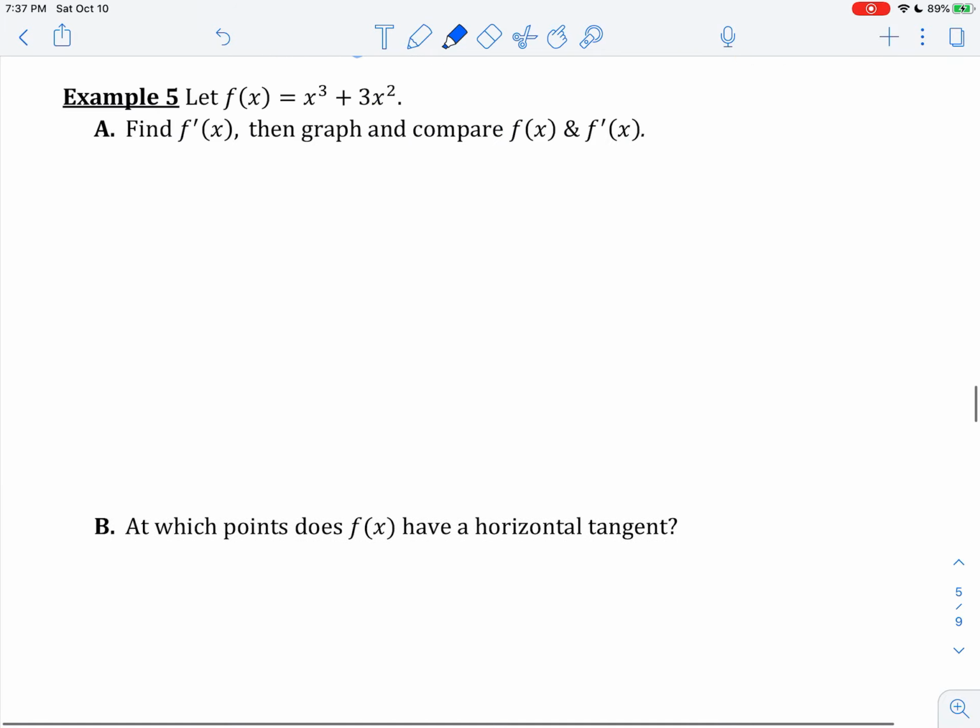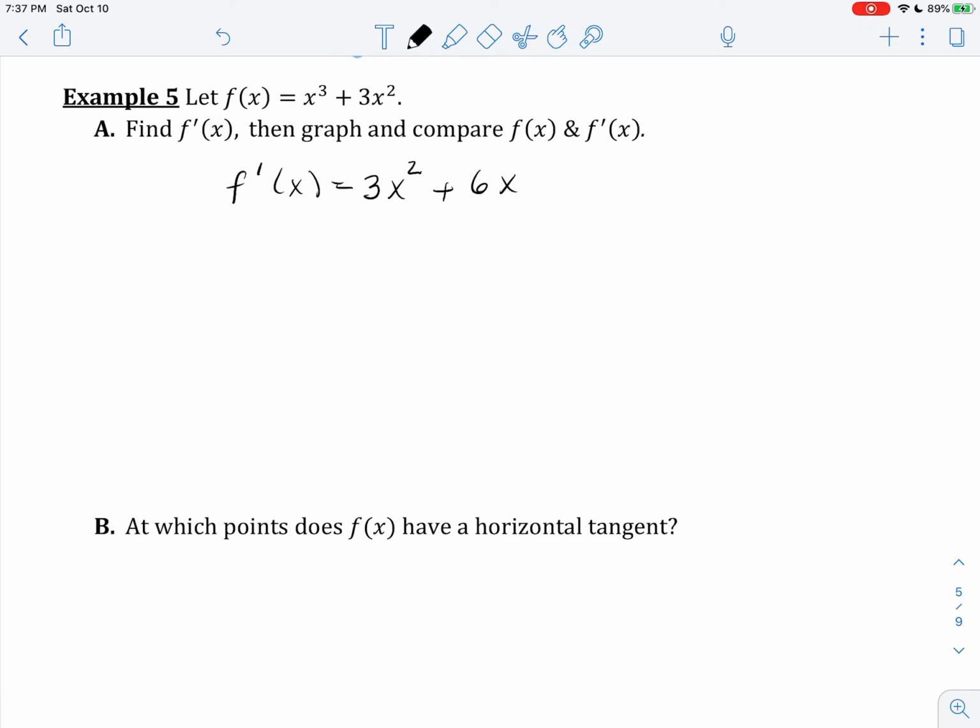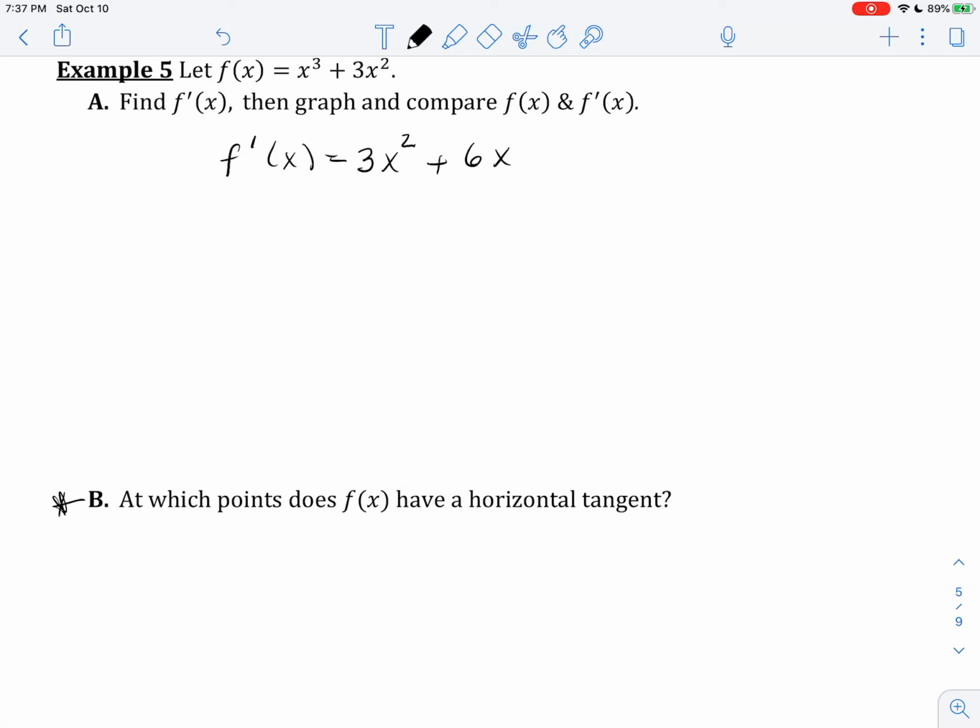I'm going to stop here, or actually just to ask, what is my derivative f prime of x if f is x cubed plus 3x squared? My f prime of x is going to be 3x squared plus 6x, taking the derivative of a constant as the constant times the derivative.